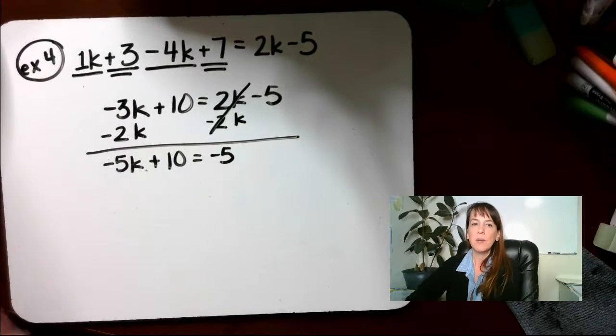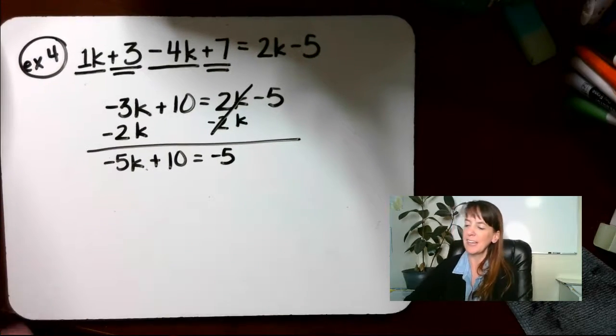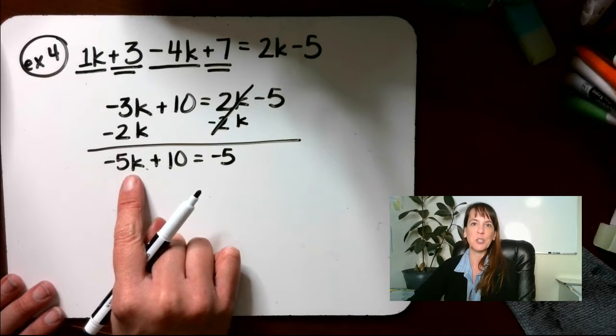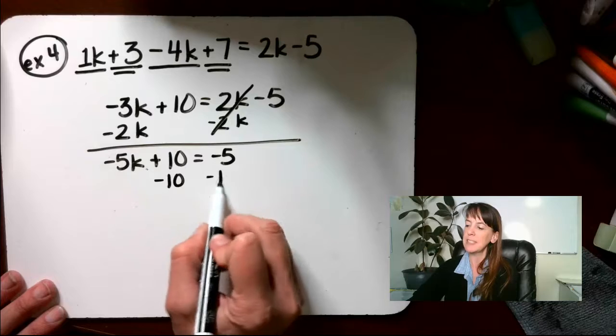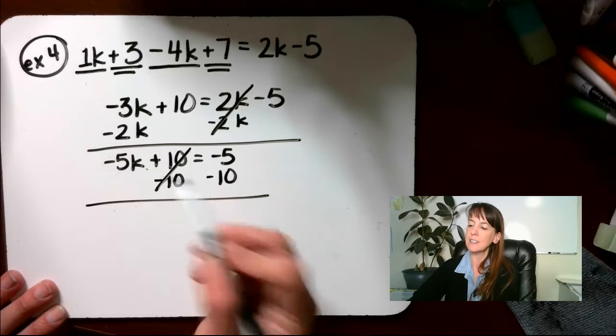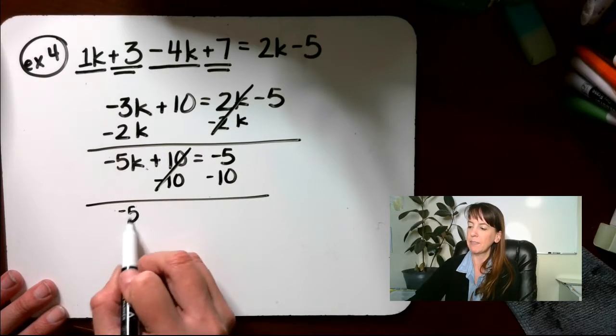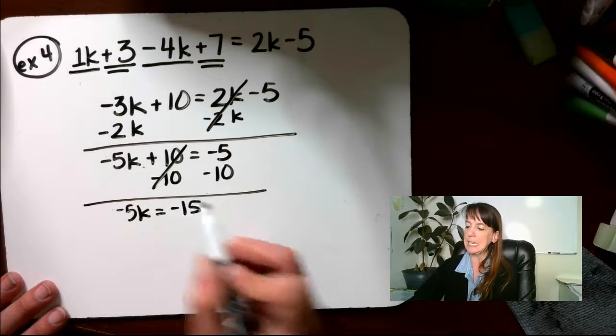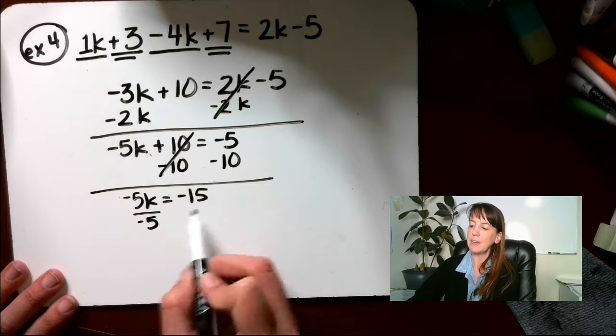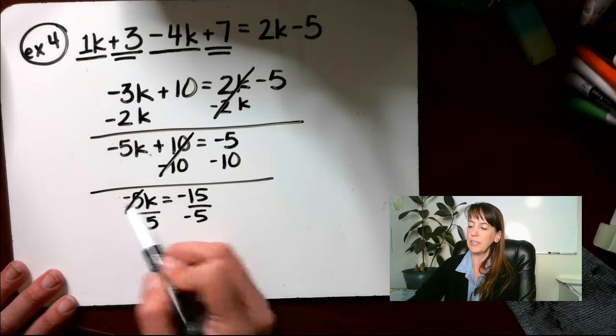Okay, now we're in a position, we want to get this chunk by itself, which means we need to move this chunk over. Minus 10, minus 10. These guys cancel out. I'm going to go ahead and bring down negative 5k equals negative 5 and negative 10 gives me negative 15. Divide both sides by negative 5 so that that cancels out over here.